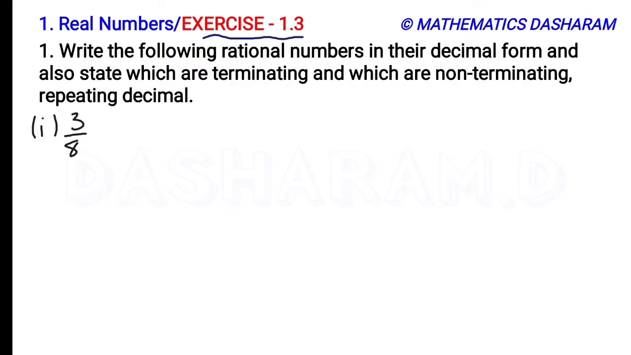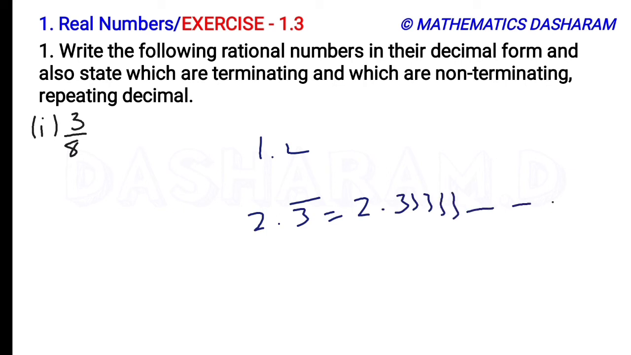Exercise 1.3. Write the following rational numbers in their decimal form and also state which are terminating and which are non-terminating repeating decimals. Terminating decimal means, for example, 0.38 is terminating, 0.38 bar is a non-terminating repeating decimal. Next, 1.2 is terminating, but 2.3 bar is a non-terminating repeating decimal. 2.3 bar means 2.333 and so on. It is called a non-terminating repeating decimal.